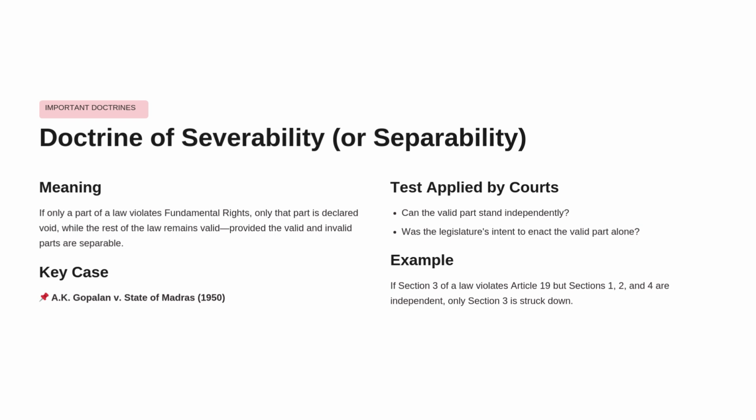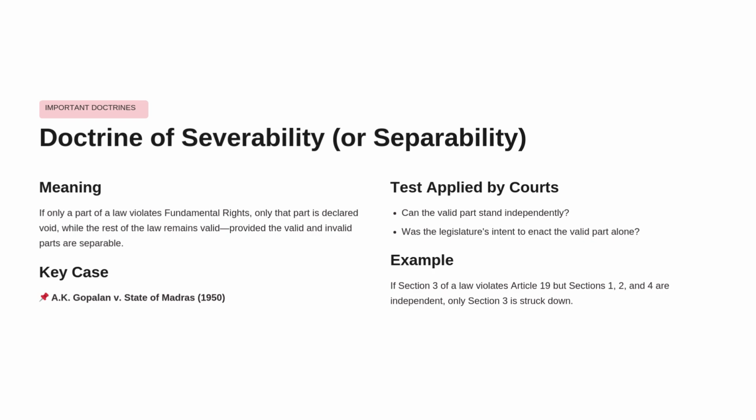So that means the legislature, while making such a law, did they have this intention that if the non-valid or the void portion of the law is segregated, separated from the main portion, then can that valid portion have its independent existence? Now, let us understand this with an example.